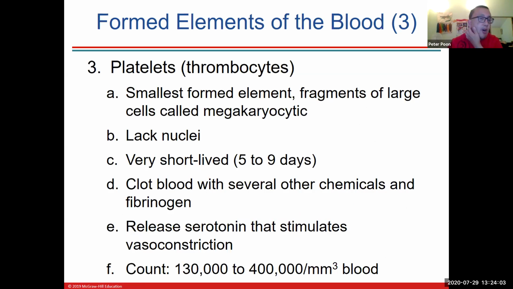Okay, platelets or thrombocytes are actually not cells, despite the name. They're actually fragments of a larger cell called a megakaryocyte. They're little pieces. They're short-lived. What they do is they clot blood along with fibrinogen.